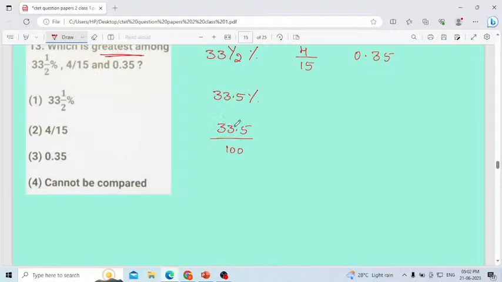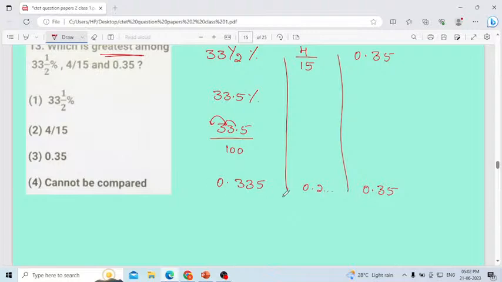Divided by 100 means you have to shift these numbers by 2 digits, you will get 0.335. This is the short trick you have to consider here. Then 4 divided by 15, approximately you will get 0.2 something. I don't want the exact value, leave it. Then the third number is 0.35.